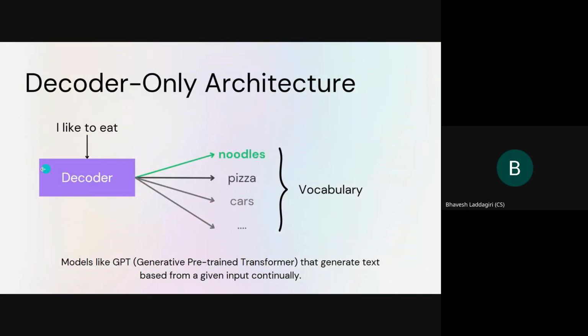Given a sentence, they will generate the next word. So they just decode words. They take previously generated text, either a prompt like human input or anything that the model itself has generated, and use that to generate the next word. So your GPT models and everything are all decoder only architectures.